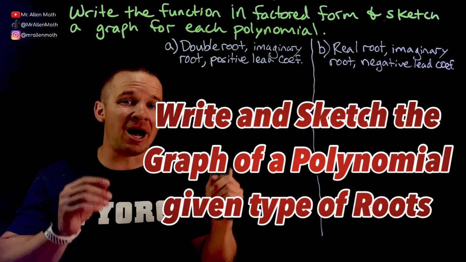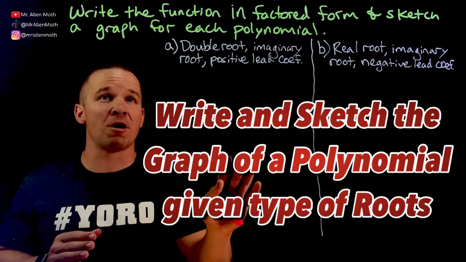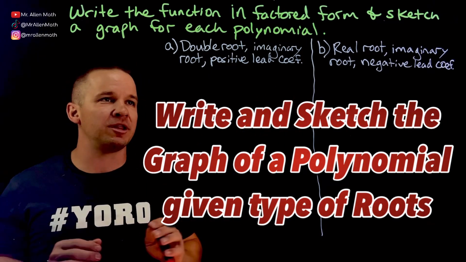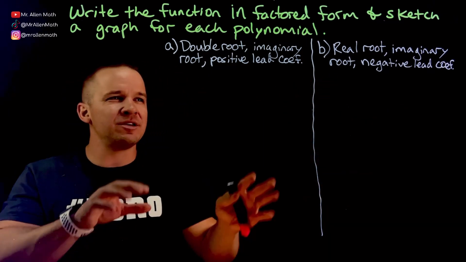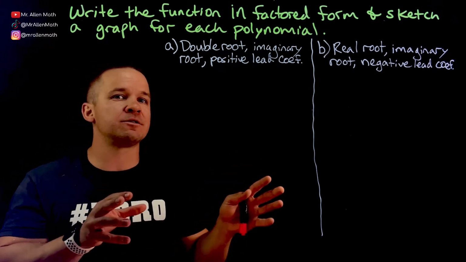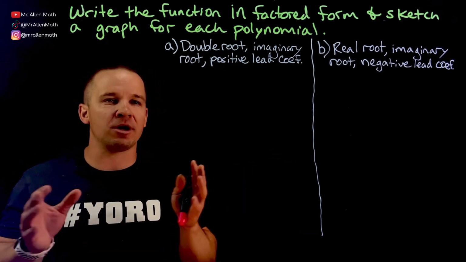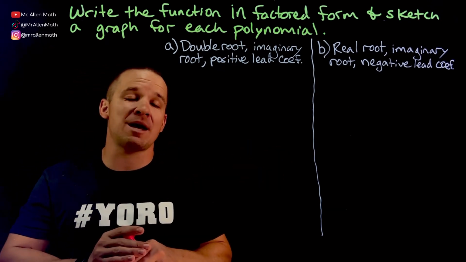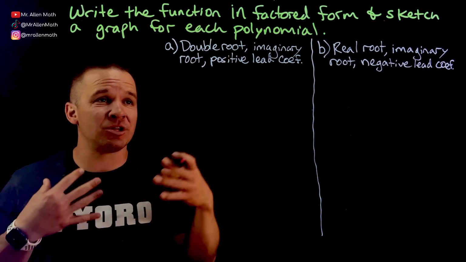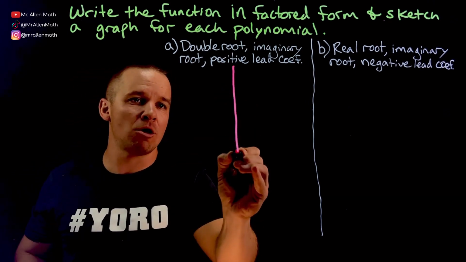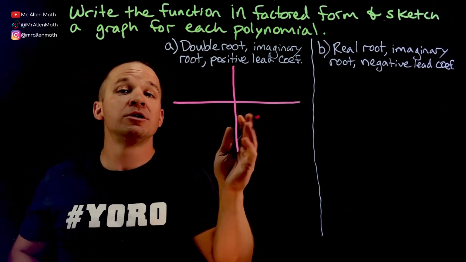We're going to be writing some polynomial functions in factored form and sketching a graph for each one of these two descriptions here. Now, these descriptions are kind of broad, so our answers will vary, right? It could happen a couple different ways, but I'm going to give you guys an example of each. I like to start with the graph in these situations and then write a possible function to go with it.